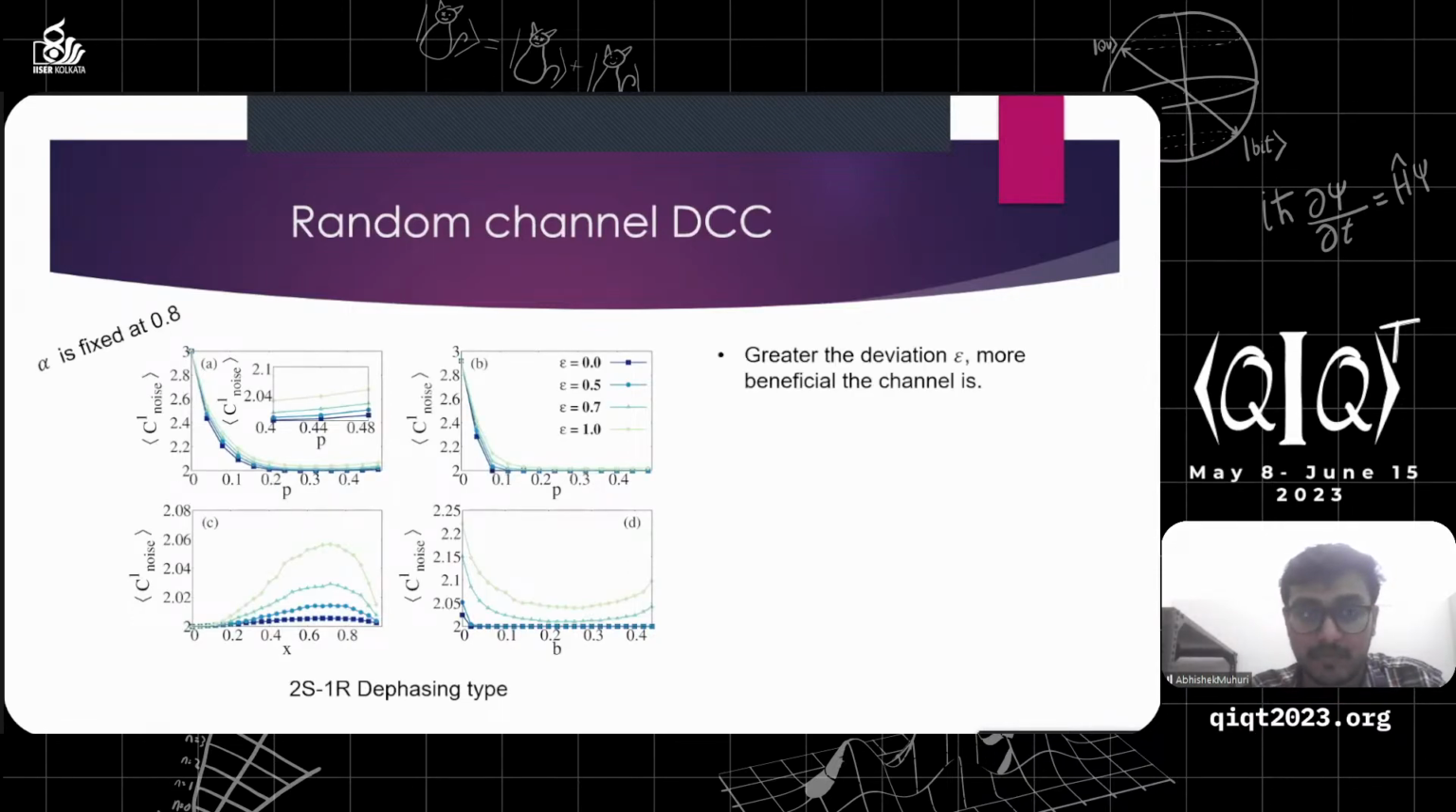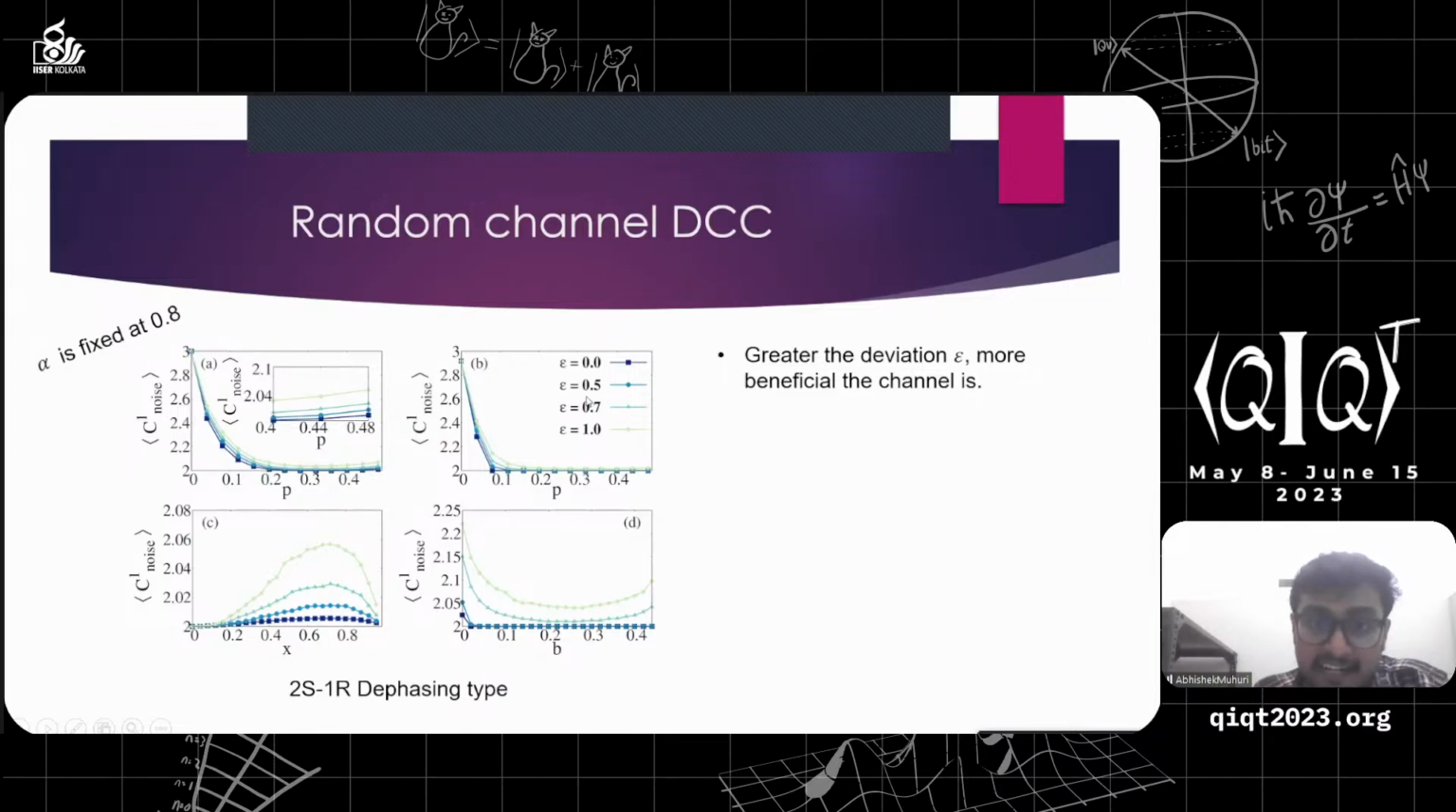So for the two sender, one receiver case and dephasing type noise, dephasing type random channels, here this is for the GHZ state, this is for the GGG state, this is for the W state, and this is for the GW state.